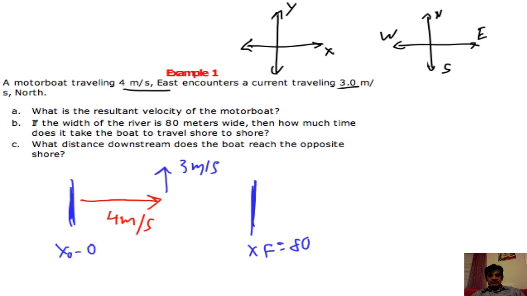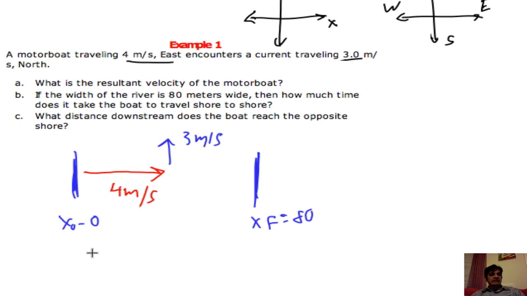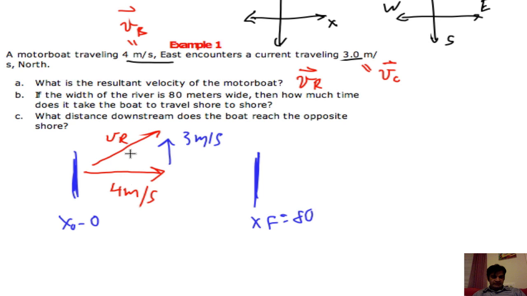Now, first, we want to know the resultant velocity of the motorboat. So I'm going to write each of these velocities as the vector that it is. First of all, the resultant velocity of the motorboat, I'm going to call that VR for V resultant. Then the velocity of the current, and then the velocity of the boat will be this here. Normally the boat would go straight across, but this current makes it go diagonally like that. And we want to find out what this V resultant is.